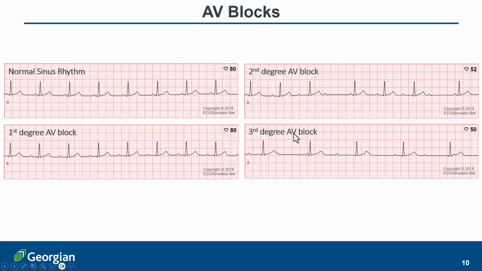In the case of third degree AV block, now you have no passage of the action potential through the AV node. So there's a complete separation of what's happening in the atria and the ventricles. So there's no correlation between the P waves and the QRS complexes. The Purkinje fibers take over themselves, and you can see the rate drops even further. 50 might be a bit optimistic.